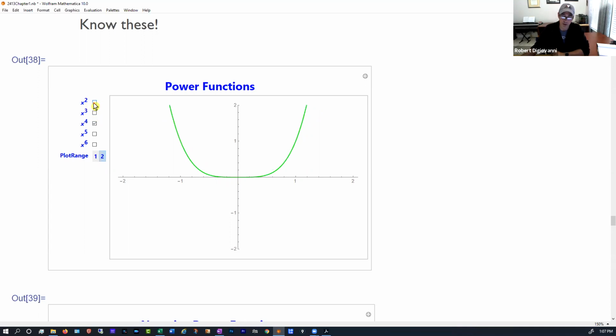Now they are different. Here's x squared in red, and then the green one is x to the fourth. So the idea is that if it's an even power, x squared, x to the fourth, x to the sixth, both sides go up. But if it's an odd power, left side goes down, right side goes up. So I'm showing you here odd powers. That's x cubed and x to the fifth. They're similar. What we want to understand is the basic behavior, all right?